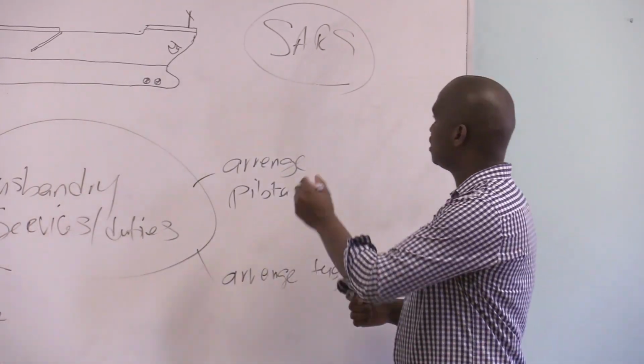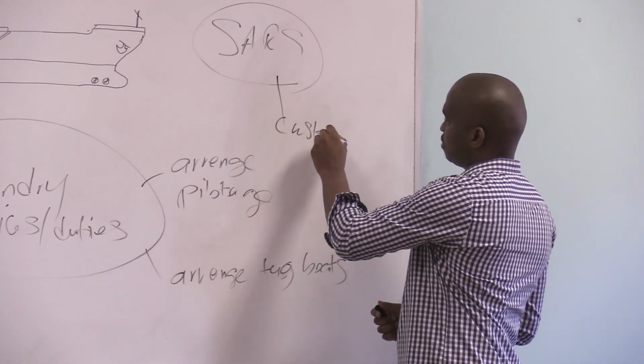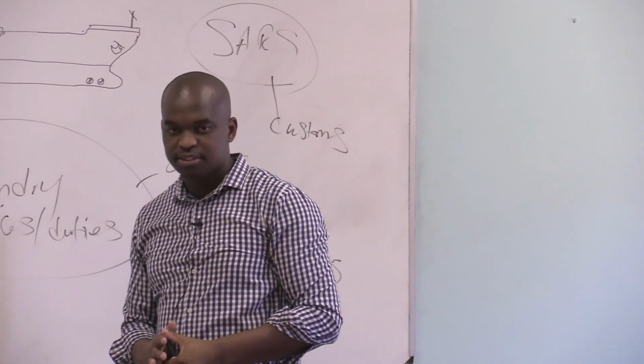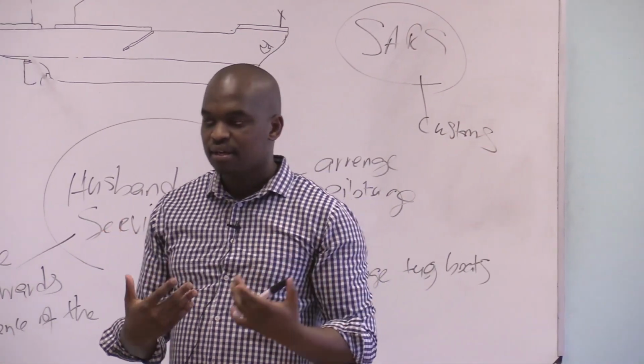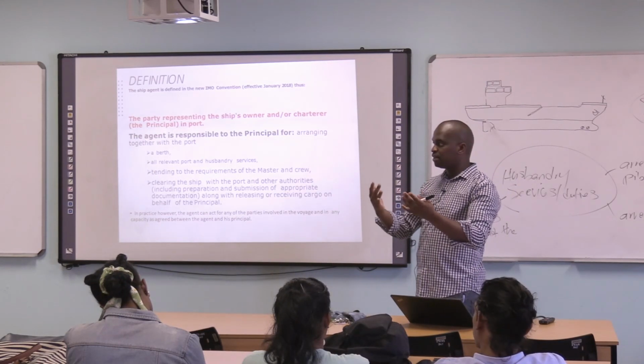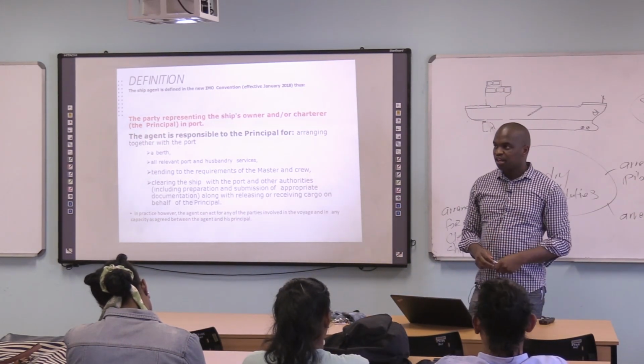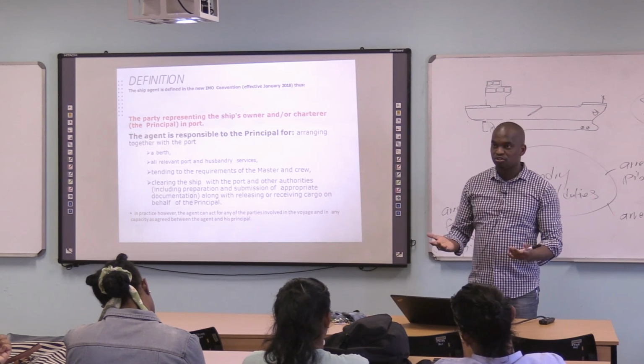So customs, in the language of shipping, are also known as SARS. That's why that building is there, because they ensure that all the goods that come in are being charged tax, or customs dues.